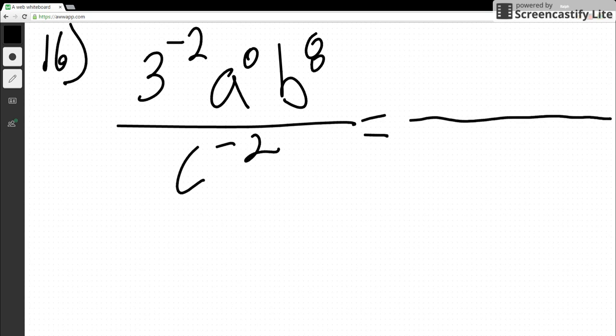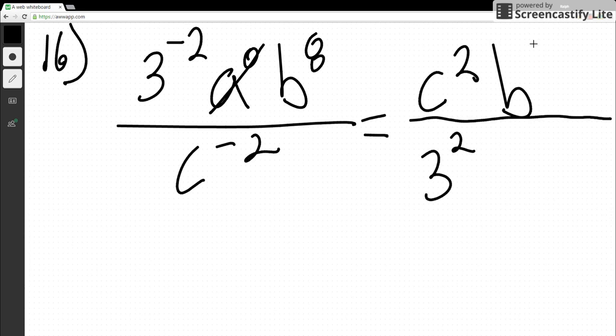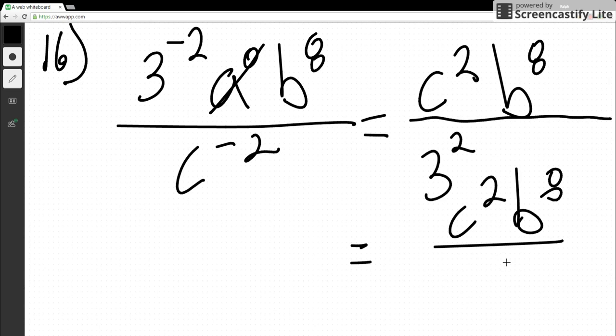So if I take this in pieces, the c squared comes up, the 3 to the second comes down, the a to the 0 is just a 1, and the b to the h stays up top. I can simplify a little bit more by multiplying out the 3 squared as a 9.